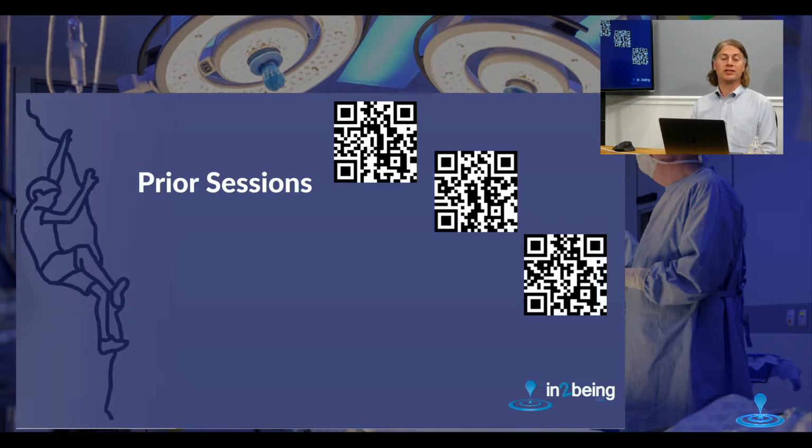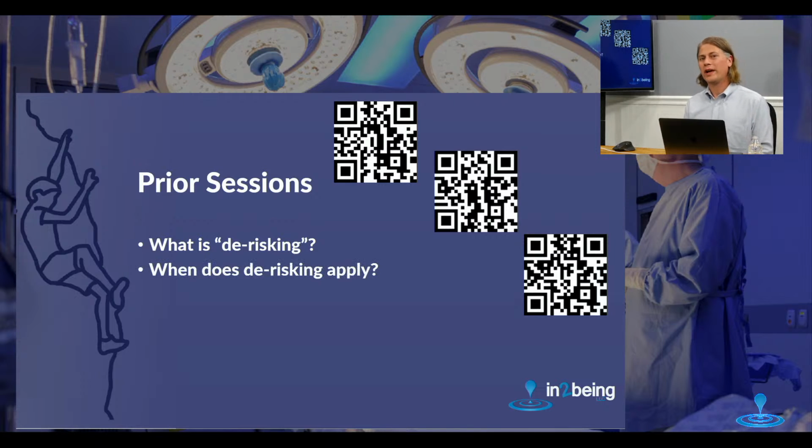Now, prior sessions, this is session 4 of this part of the series. If you scan those QR codes, you can get to the prior sessions 1, 2, and 3. But in prior sessions, we talked more about what de-risking is. We talked about when does it apply, and of course the answer is kind of all the way through the development process. We talked about some interesting frameworks like Cynefin for sense making. How do you know where you are and whether you are where you think you are? We'll talk a little bit more about that again today, as we often do.